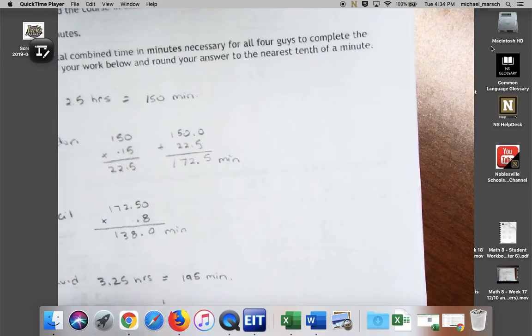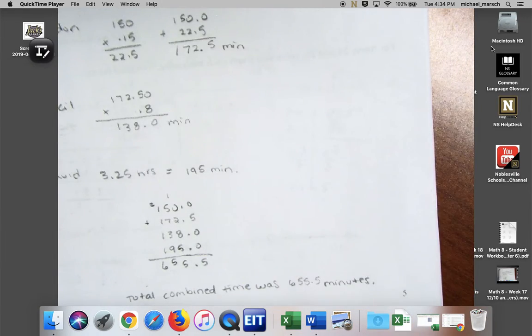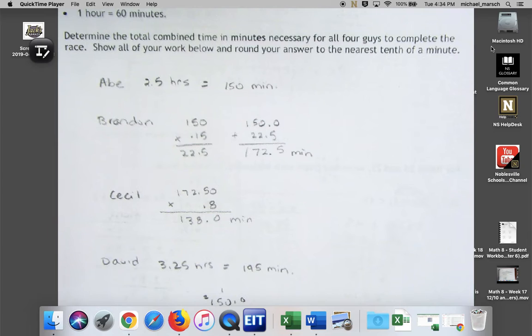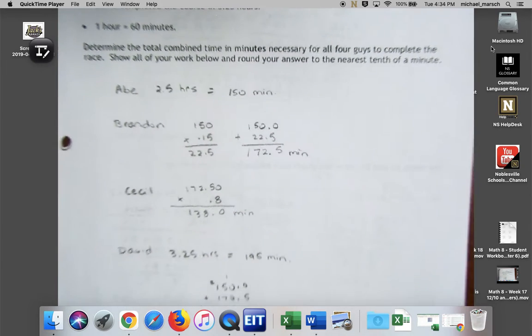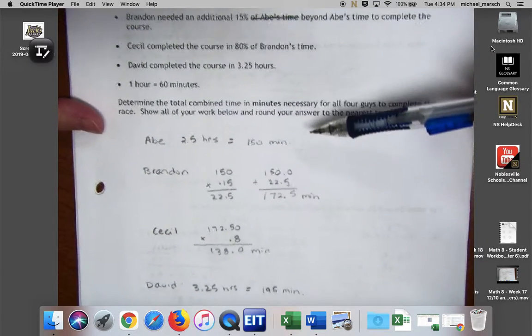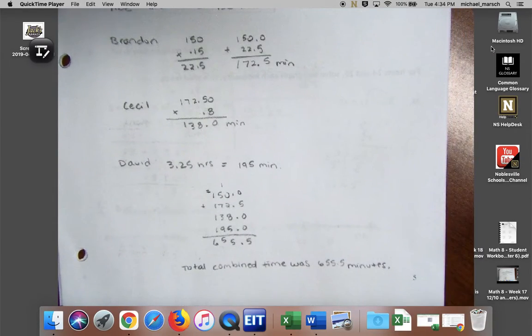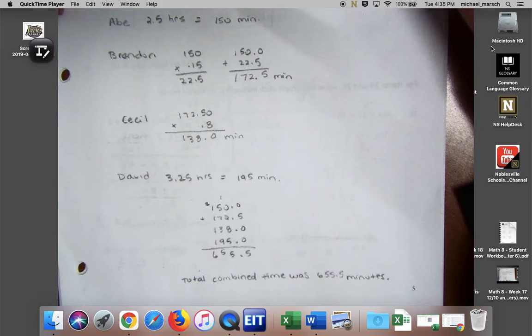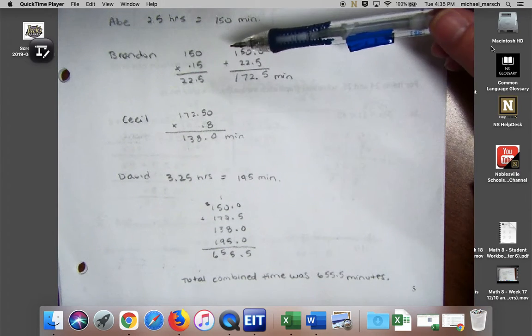All right, next page. We've got these people running this Spartan race. This may have been exactly one we did before. I can't remember. But either way, your job is to convert their hours into minutes and find their times. So I'm just going to leave this right here. 2.5 hours was 150 minutes.